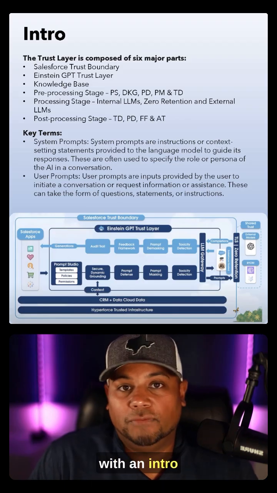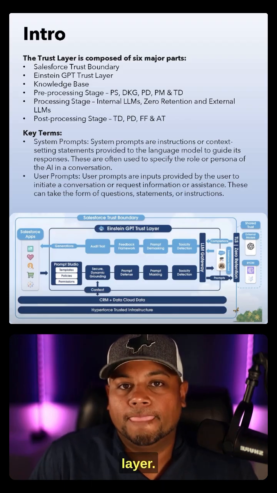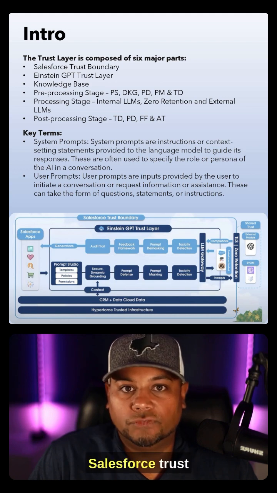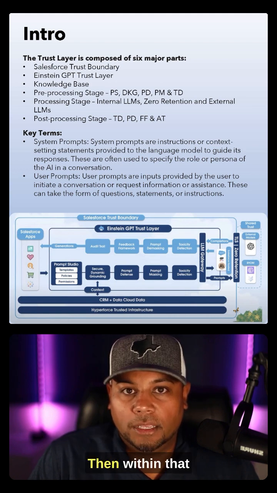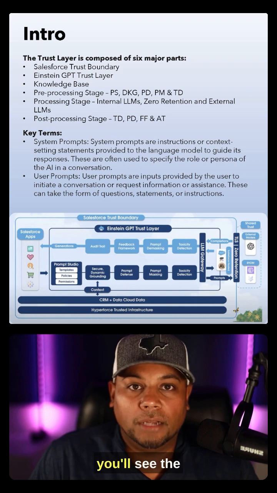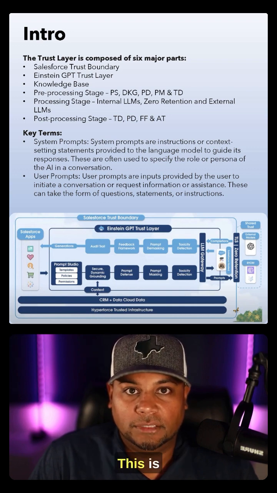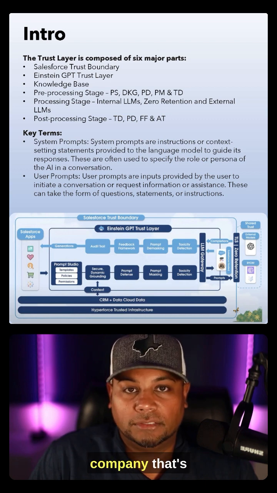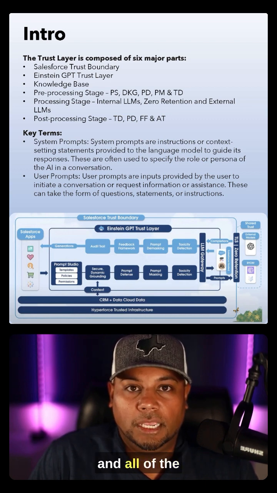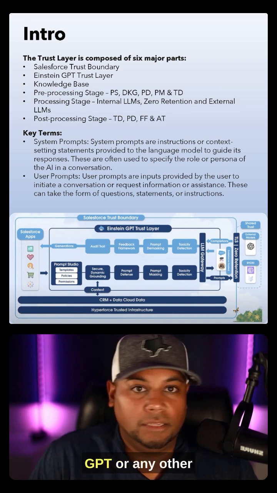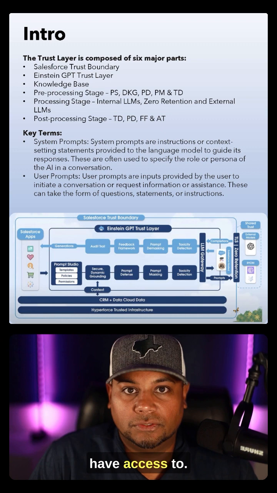Now let's start off with an intro to the trust layer. The first thing you'll see on the outside is a light blue line called the Salesforce trust boundary. Then within that, there's another layer called the Einstein GPT trust layer. And at the very bottom, you'll see the knowledge base. This is typically all of the knowledge of the company that's working with Salesforce, and all of the knowledge that company wants GPT or any other AI model to have access to.